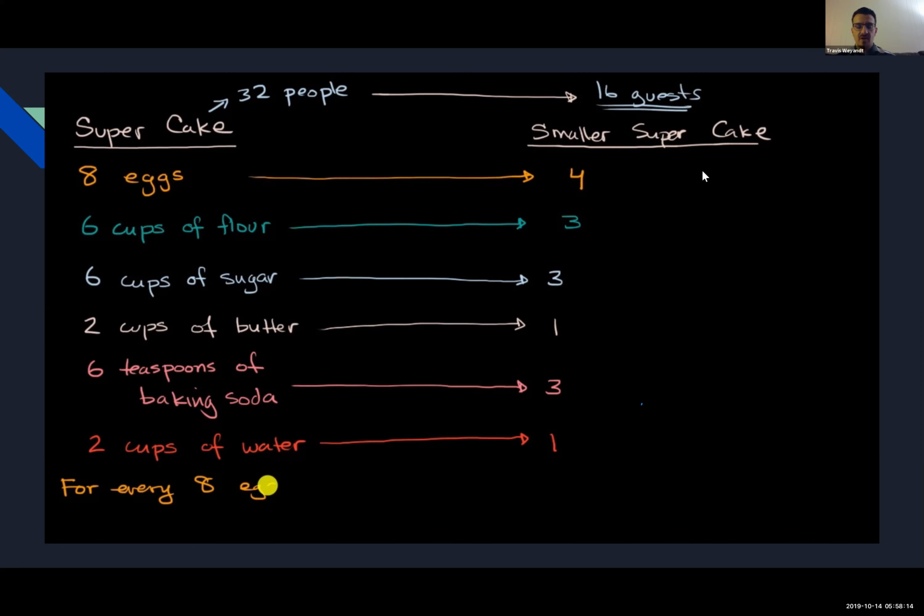And here we have a recipe for what we call a super cake. I'm not sure exactly what that is, but it sounds tasty. It sounds actually pretty amazing, and I might maybe try to make it. But if you look from the super cake to a smaller version of that super cake, based on how many people are going to be there, we see numbers on the left changing to different numbers on the right. And again, we're looking at how they're changing, why they're changing.